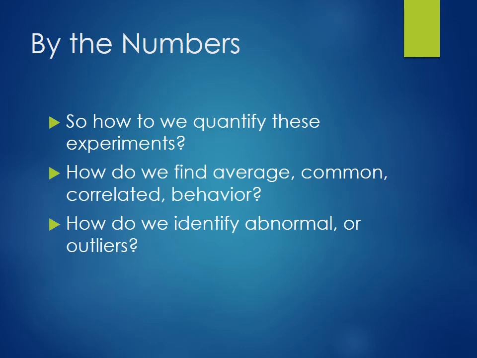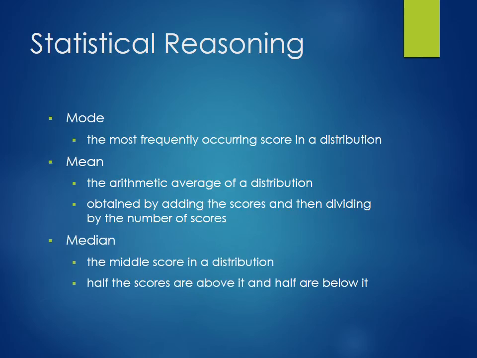So how do we quantify these experiments? How do we find an average common correlated behavior? And then how do we identify what's abnormal or what are our outliers? I'm going to do the math, but it is math. It's statistics. So you have your mode, your mean, and your median.